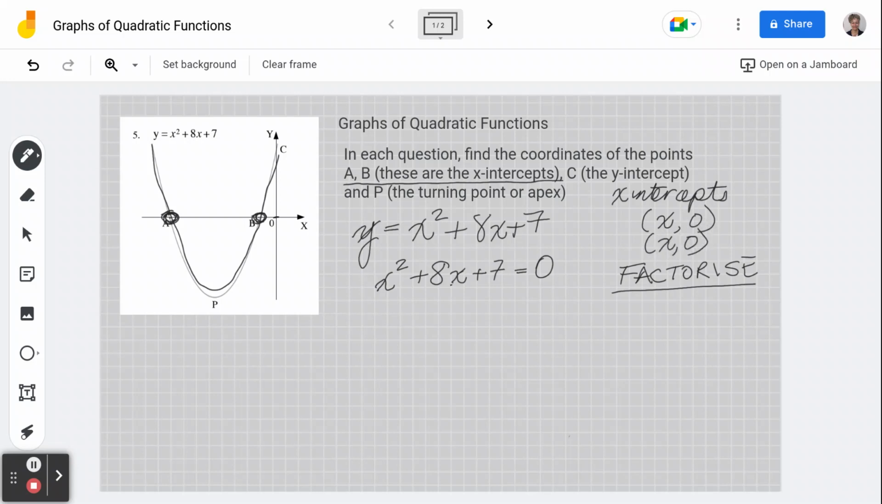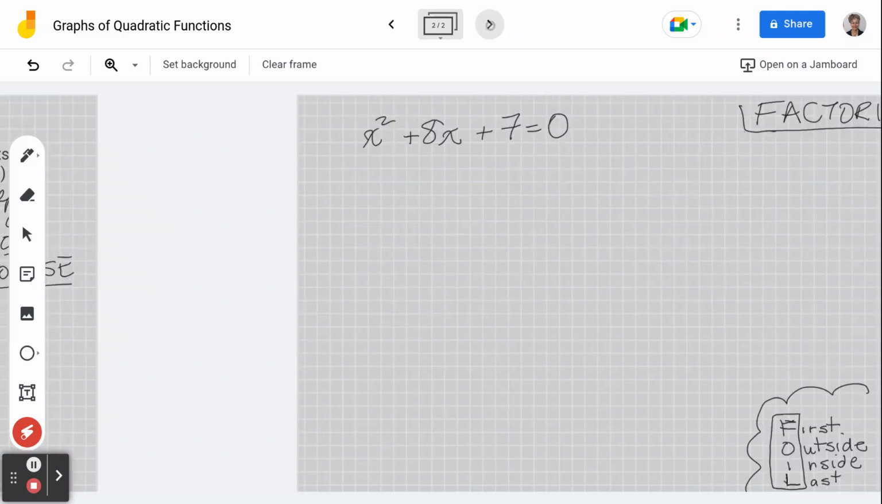Okay? Here's our formula. y equals x squared plus 8x plus 7. Now, if y is 0, then we can get rid of it, and we know x squared plus 8x plus 7 equals 0. We know that. In order to figure out our two values of x, we have to factorize. This is a hugely important skill. So I'm going to go on a different page just to look at this, okay?